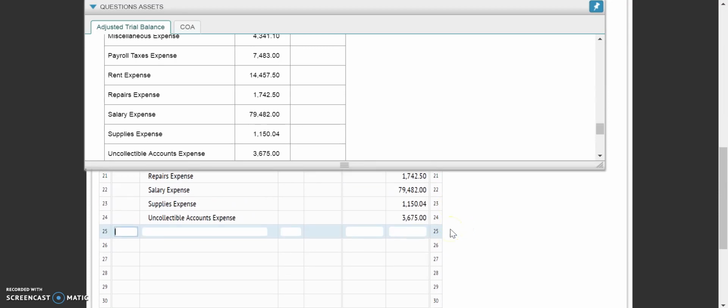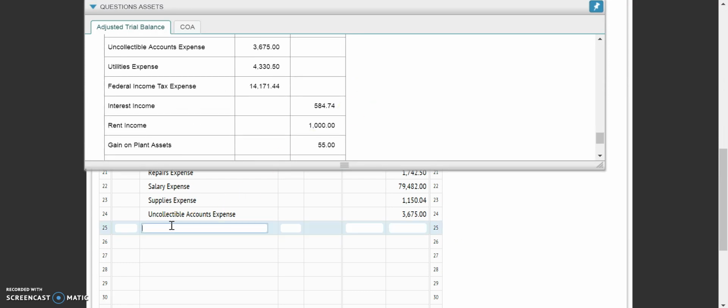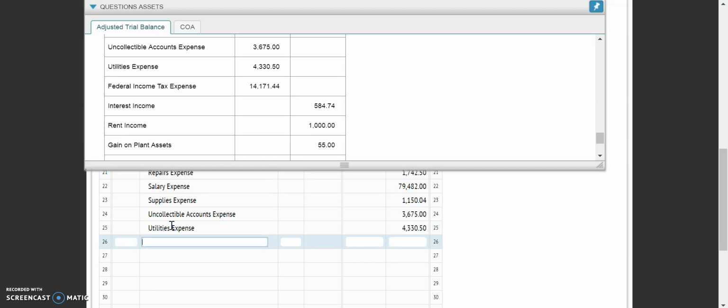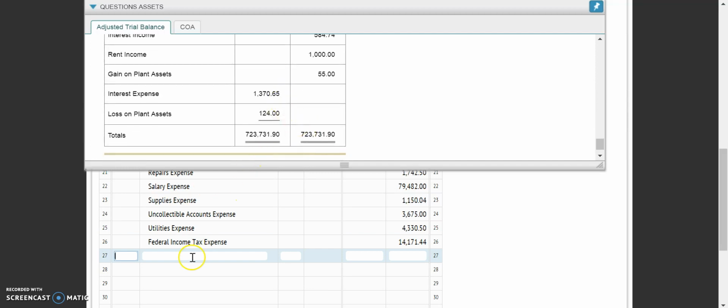Oops, went too far. Okay. We've got a few more here. We've got utilities expense for 30.50, and then federal income tax expense for 14,171.44, and then make sure you scroll all the way to the bottom because we do have interest expense and then our loss on our plan asset that we need to close as well.